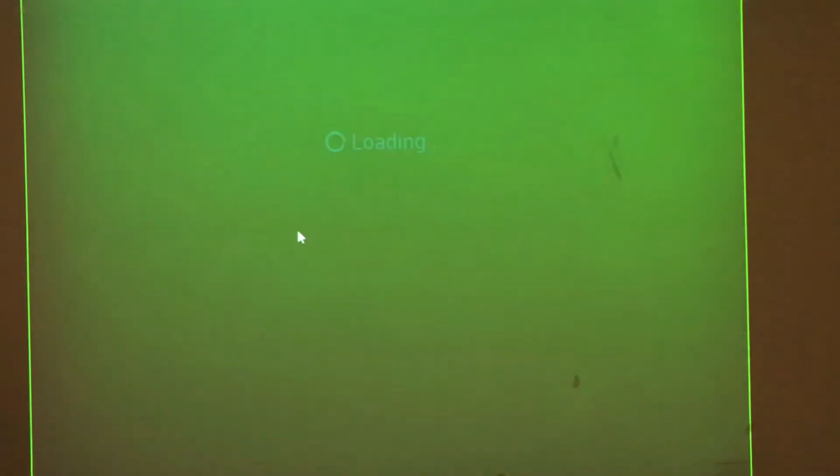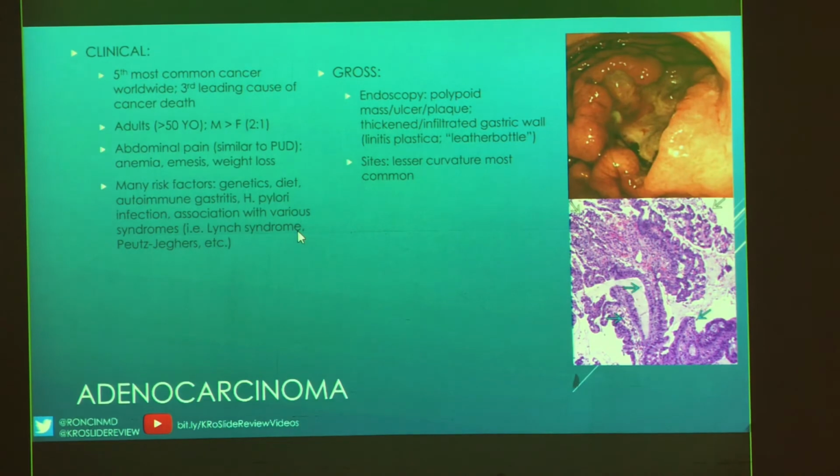That's great. I don't have anything to add to that. Okay. Fifth most common cancer worldwide, third in cause of cancer death. So fairly not insignificant numbers. This tends to, again, be adults greater than 50 years old. Not surprisingly, males more often than females. And the symptoms with adenocarcinoma of the stomach are very similar to peptic ulcer disease. So that could be anemia, emesis, and also weight loss.